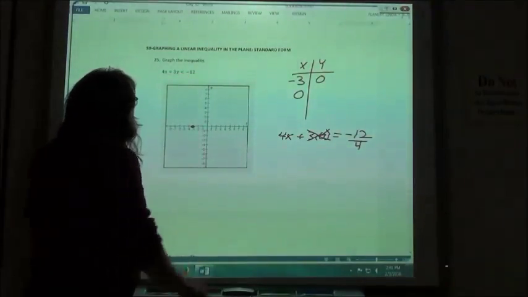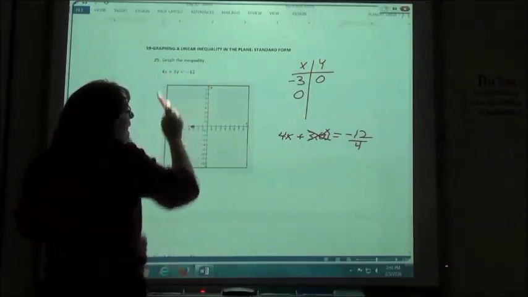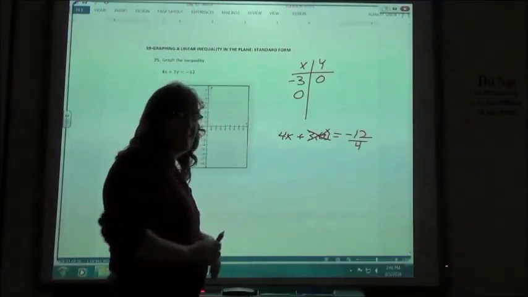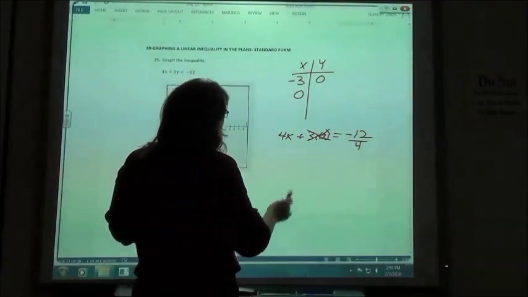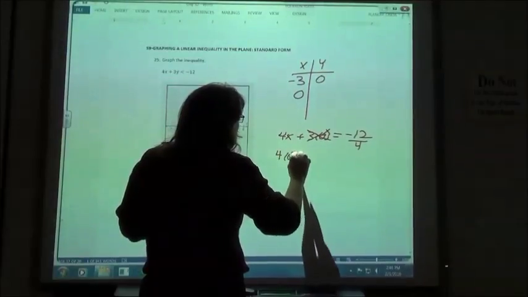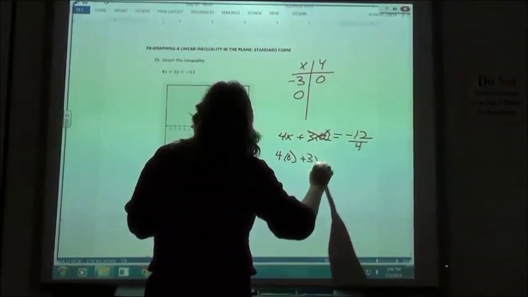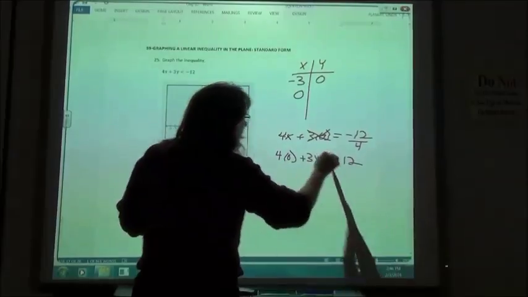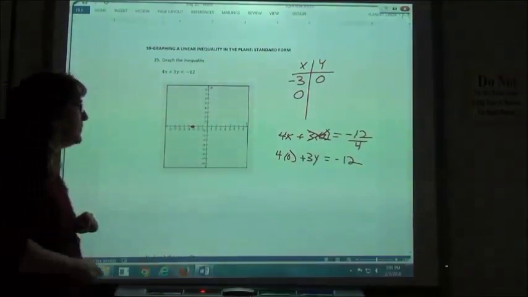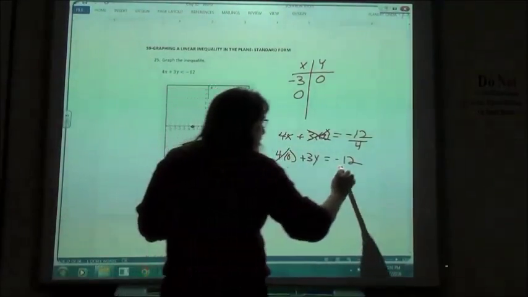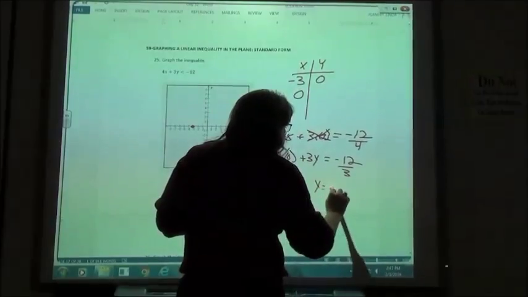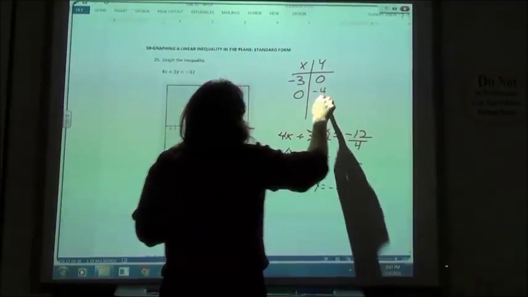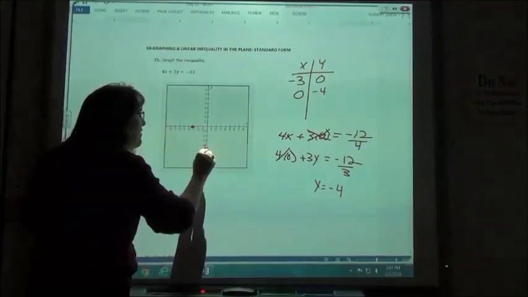Excuse me, my y-intercept, putting 0 in for the x. So 4 times 0 plus 3 times y equals negative 12. Again, pretending that's an equals. So this is 0. I'm going to divide by 3. Y equals negative 4. And so my y-intercept is at negative 4.